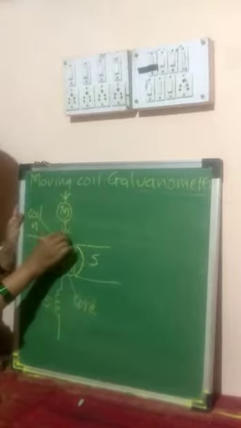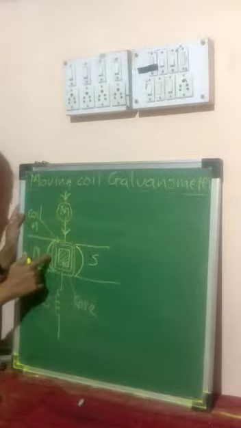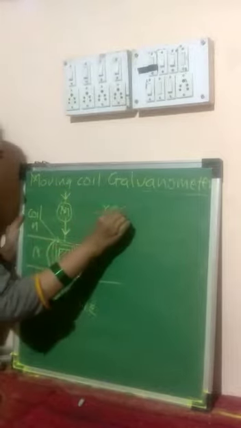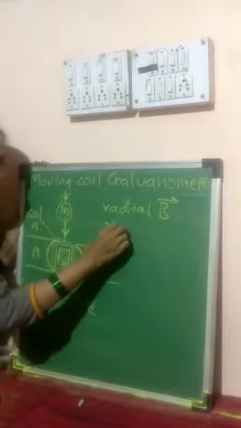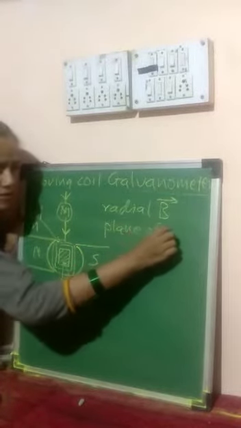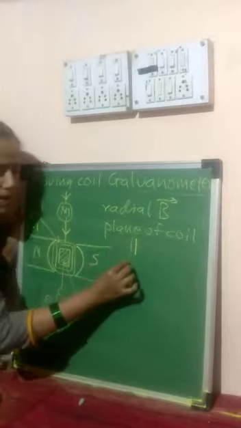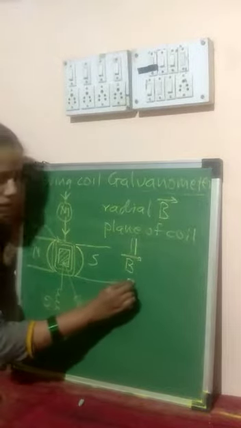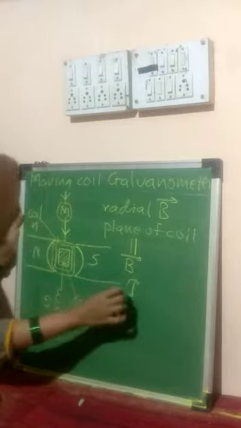As the current enters this rectangular coil, current starts flowing through it. The rectangular coil is placed in the radial magnetic field. Due to this radial magnetic field, the plane of the coil is everywhere, at any position of the rotation, always parallel to the magnetic field, and therefore the torque acting on the coil will become maximum. Now torque becomes maximum means what?